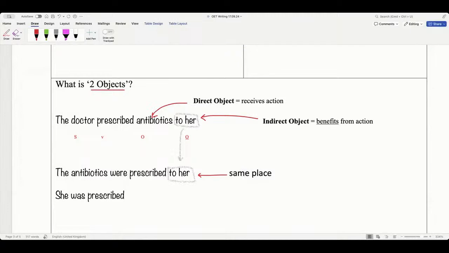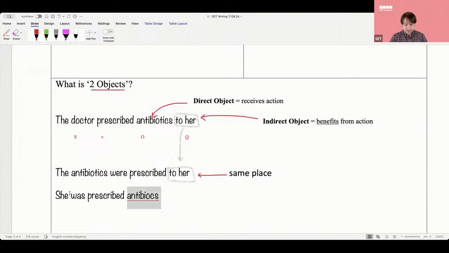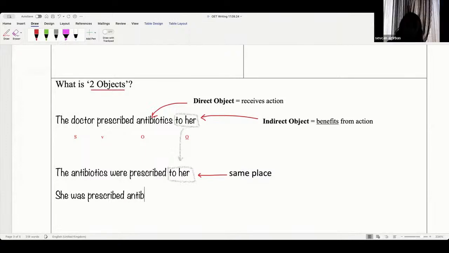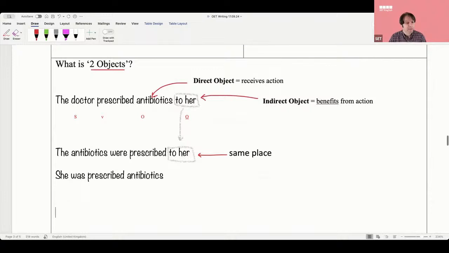She was prescribed antibiotics. Actually, I was confused about this, but it can make sense. This does make sense, yeah. Does everyone agree this makes sense? She was prescribed antibiotics. Do you want to know why sometimes you can and sometimes you can't? Do you want to know why? Yes.